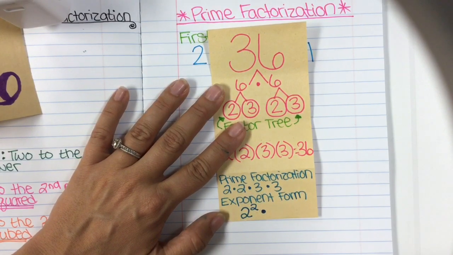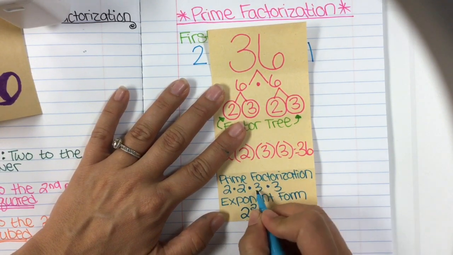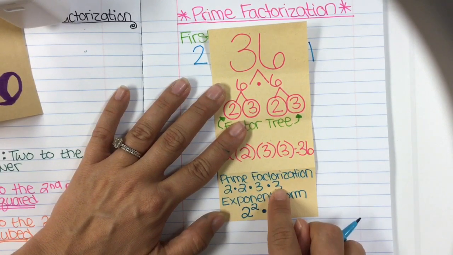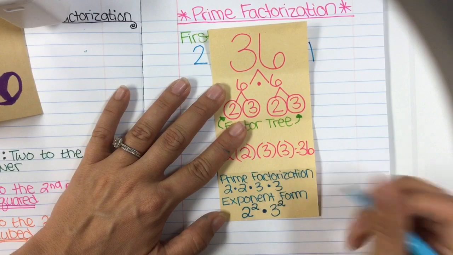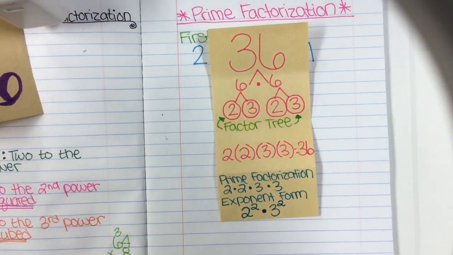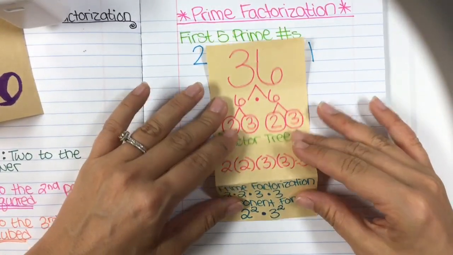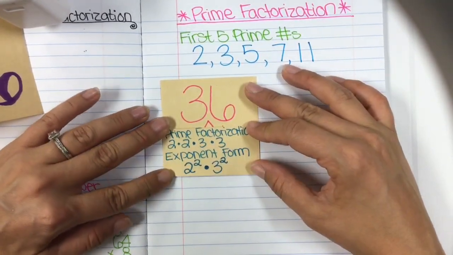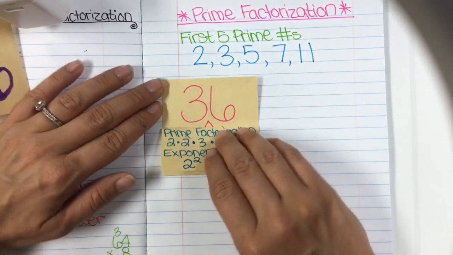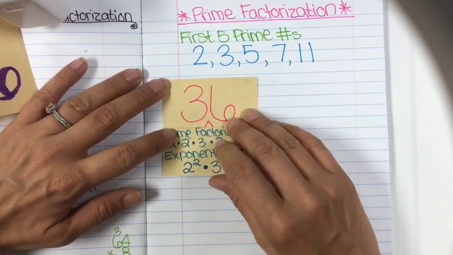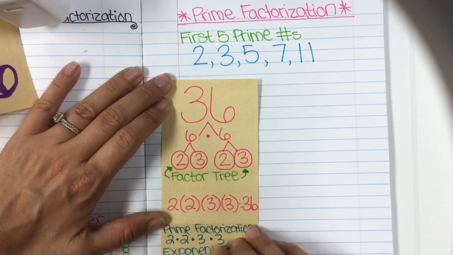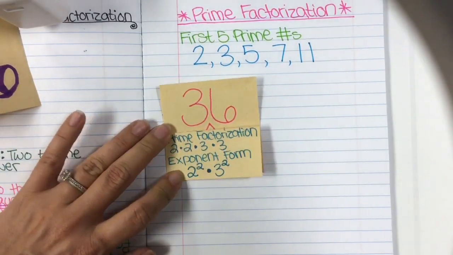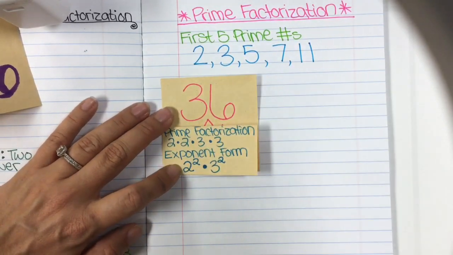Times, remember it's always representing multiplication, 3. 3 is my base because it's the number that I see, and my exponent is how many times I see that number. I see that number twice, so that is 2. When we glue this in, we are actually going to fold it up like this, where you're hiding the factor tree, but anytime you're wondering, how did I get these prime factorizations in exponent form? You can open it up, you can see your factor tree, and everything is beautiful. So that is how you are going to glue this into your notebook.